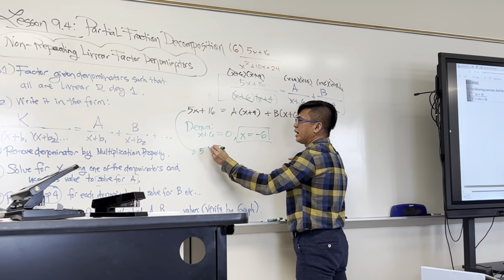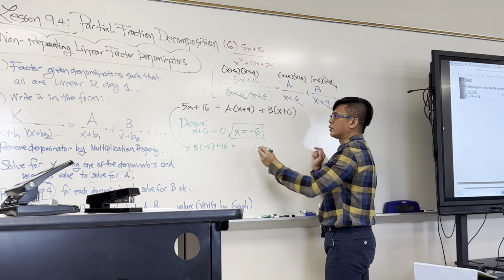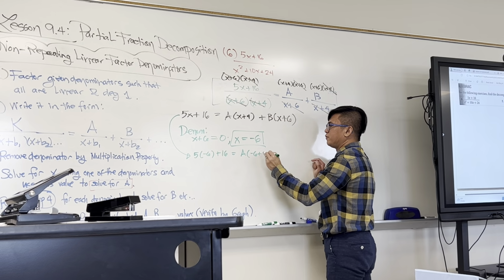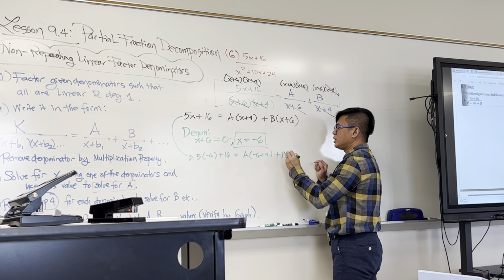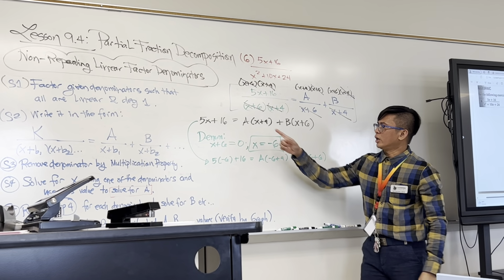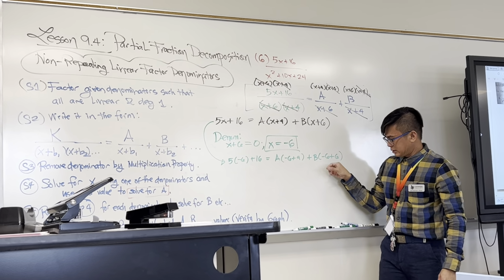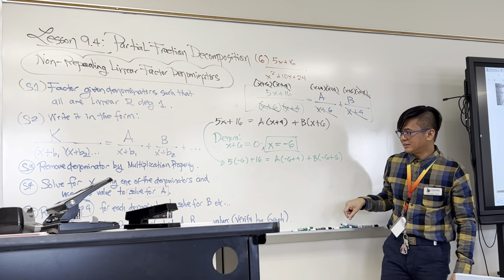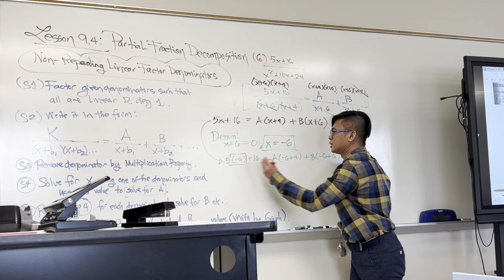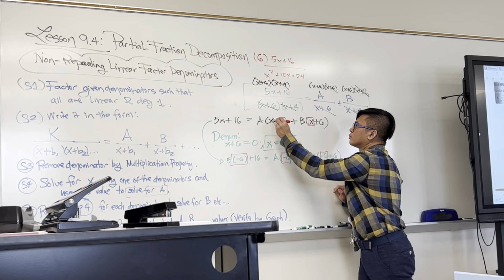What's that going to be? 5 times negative 6 plus 16 is equal to what in here? A times, what's this? Negative 6 plus 4, plus b times negative 6 plus 6. Again, I just replaced those x's with negative 6. Are we good, guys? Okay, so again, these x's were replaced by the negative 6, okay?